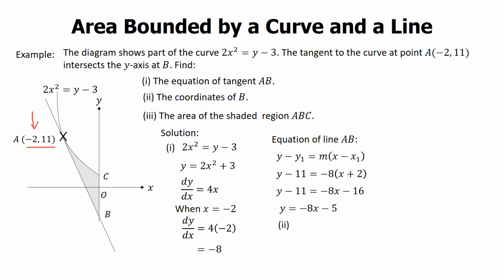Number 2, to find the coordinates of B, we know that B is the y-intercept. Therefore, the x is 0. So we just let x be 0 in the equation of the line AB. So y = -8 times 0 - 5. The answer is -5. So the coordinates of B is (0, -5).